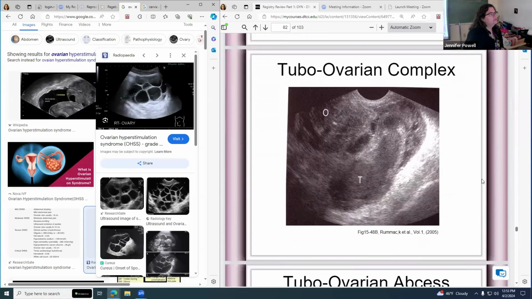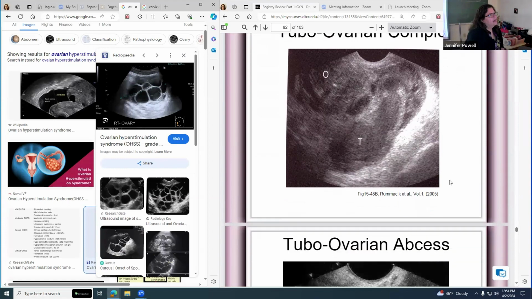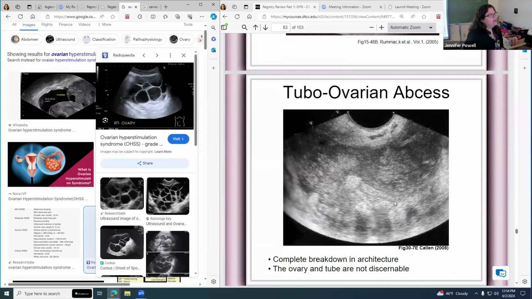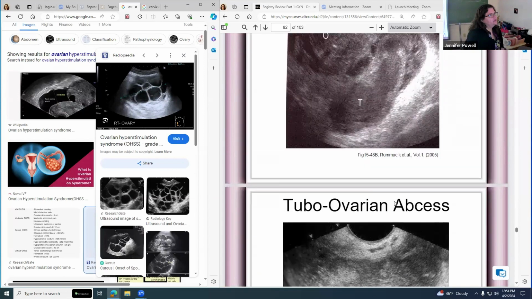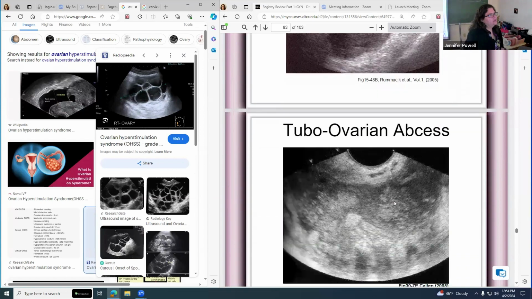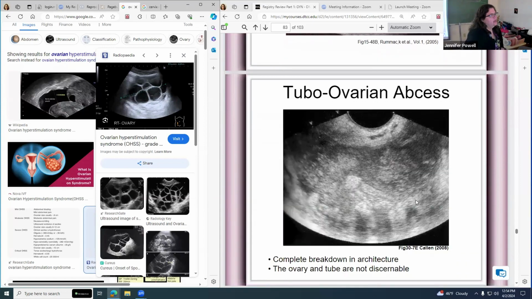So here we go with this tubo-ovarian complex. Ovary, tube, looks like one big mess. And then you have the abscess, which now has a complete breakdown of the architecture. So it looks a little different from that, where you can at least still see roughly what's what. Now it's all adhered together, and the ovary and tube are not discernible.